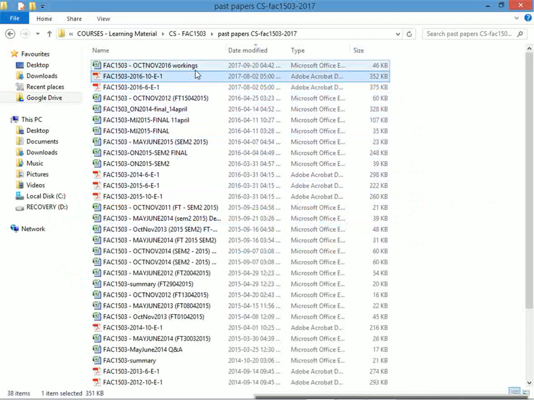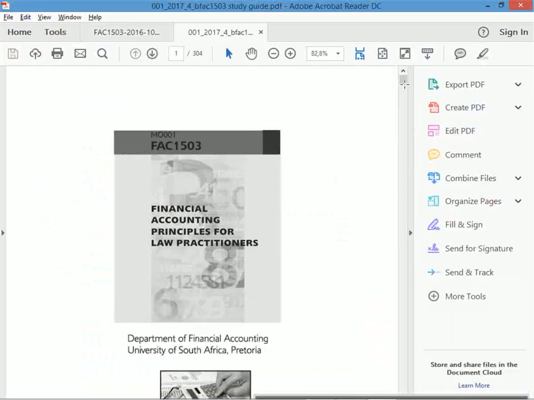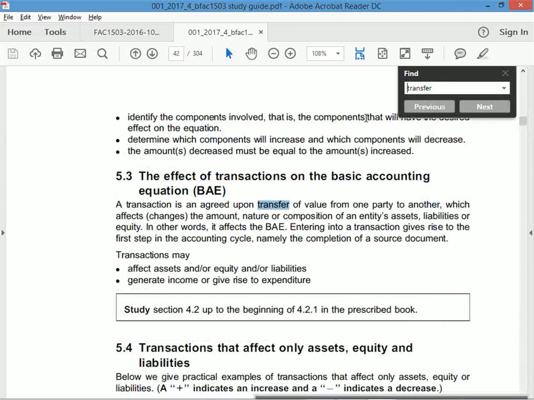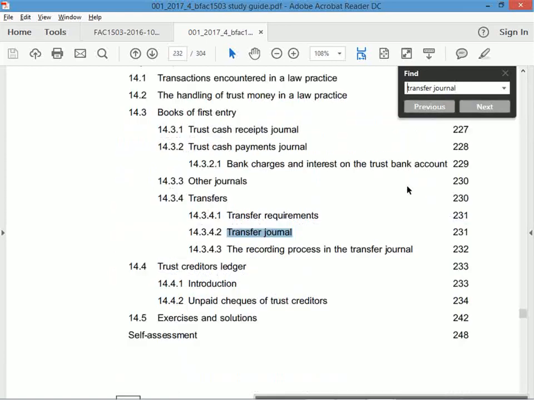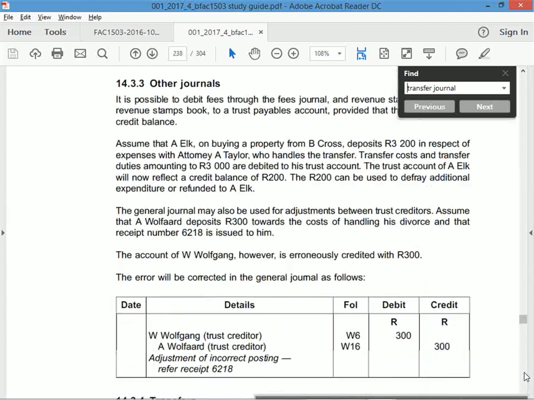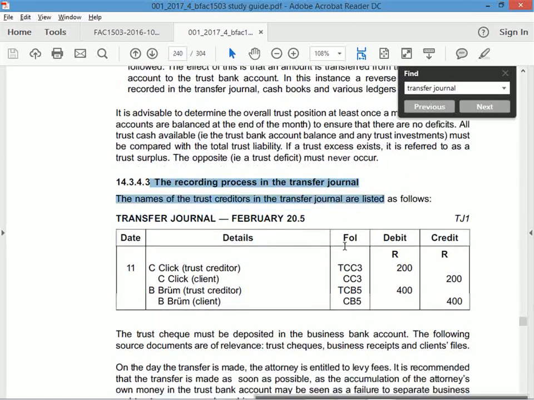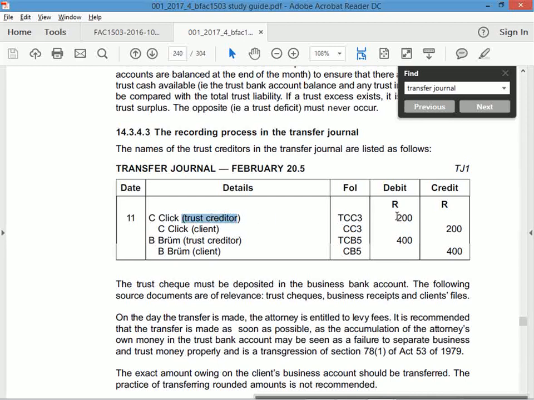Maybe just to show you that again, let's go back to the study guide just to show you the transfer. Okay, transfer journal. Okay, on page 231. Okay, have a look at this. All right, so the recording process in the transfer journal. Have a look. Your trust creditor will be debited and your client will be credited. Okay, so you're debiting and crediting those accounts.